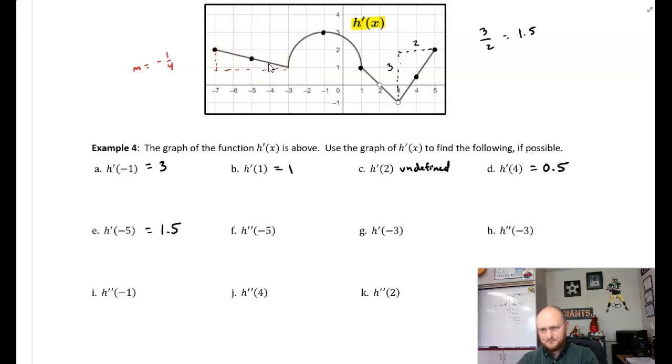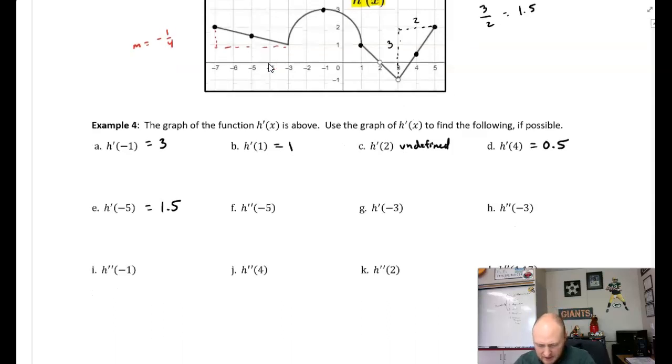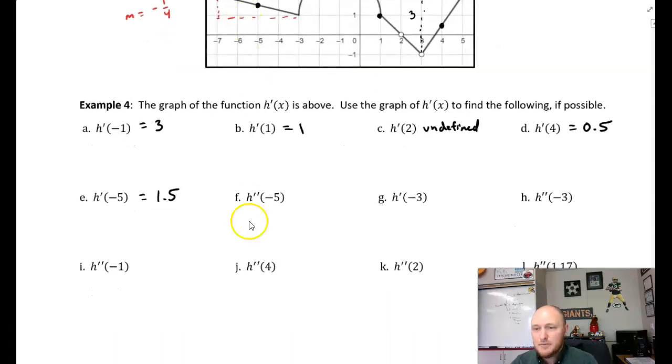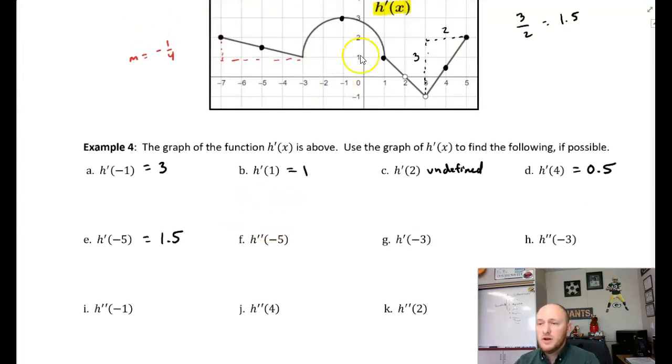1.25. Good. Okay, and then lastly, now F, they ask about h double prime of negative 5. Oh, so they want the slope of the slope. Okay, so what's the slope of h prime here? Well, didn't we just find that on that line? H double prime at negative 5 is negative 1/4. That's the slope of the line at negative 5.